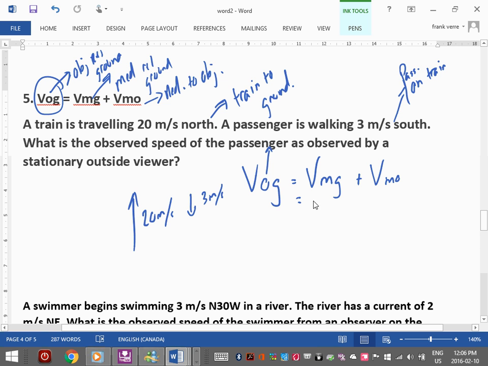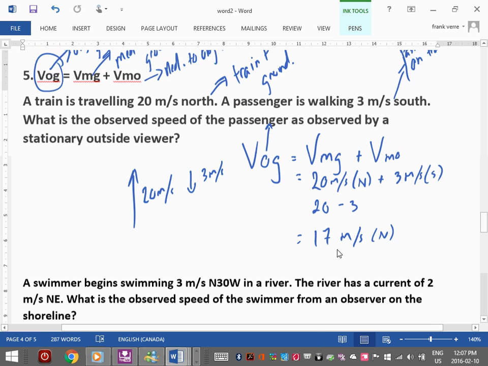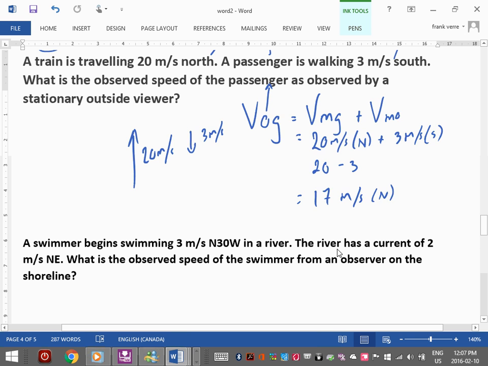So that would be what? The train is going 20 meters per second north, plus the object on the medium is traveling 3 meters per second south. So if we make south negative, that would be 20 minus 3. So that would be 17 meters per second north. Okay? That would be 17 meters per second north. So, this is a simple question because it's only one directional, right? We're just going north or south. What about if we have two directions? Same idea. The idea is still the same.